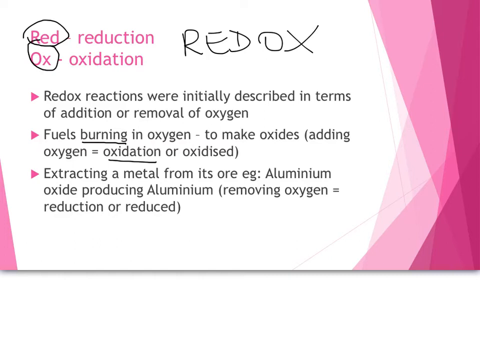Now the opposite of that would be when you're removing oxygen from a compound like aluminium oxide, and so you're purifying the aluminium out of it. You're taking the aluminium and removing the oxygen, and in that case we call it reduction because we've reduced the amount of oxygen.